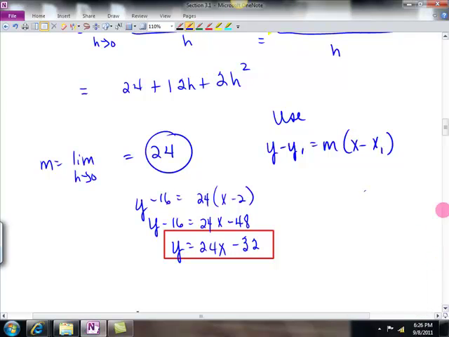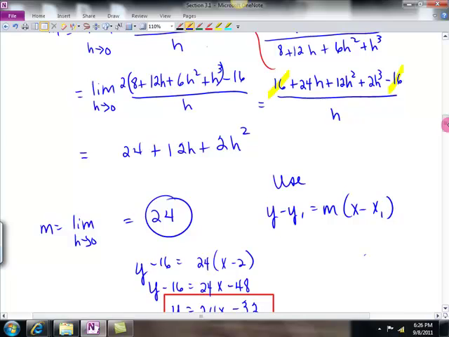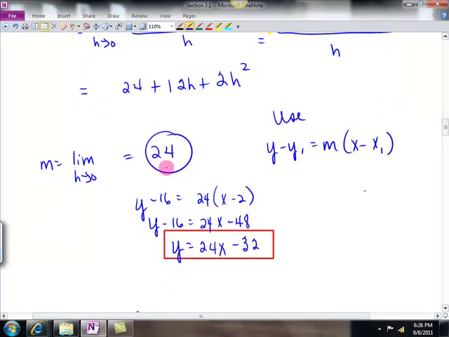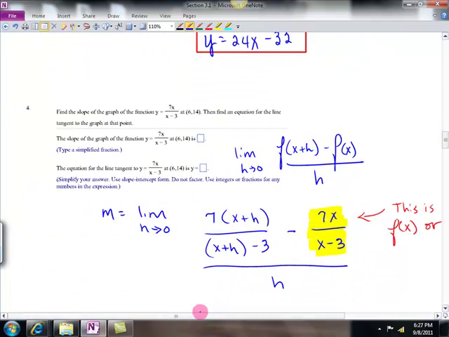Confusing. Okay, so let me just recap that. The big part was getting this cubic part right, which I didn't get right the first time. So plugging all that back in, I think I've made all the corrections. And we get down, your slope is 24, and you use your point slope formula, and you get y equals 24x minus 32. Okay. This one is kind of tough, and you will have to watch me carefully because I might have made a mistake on this one too.